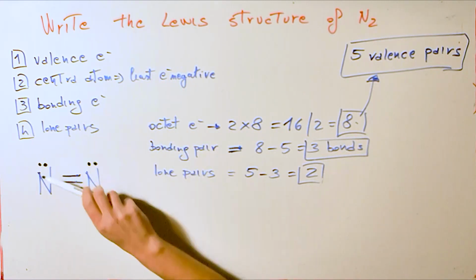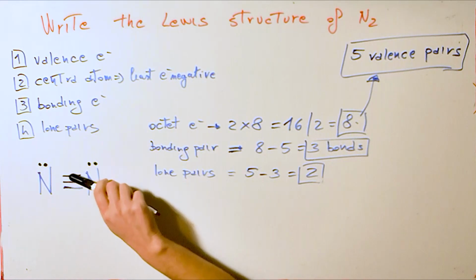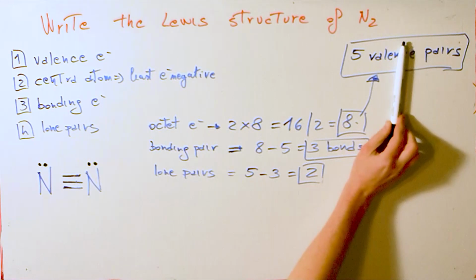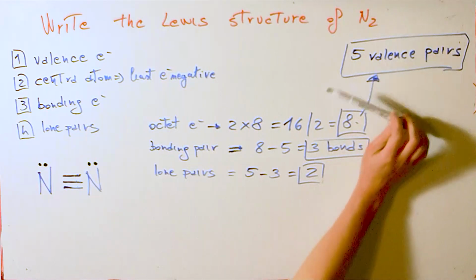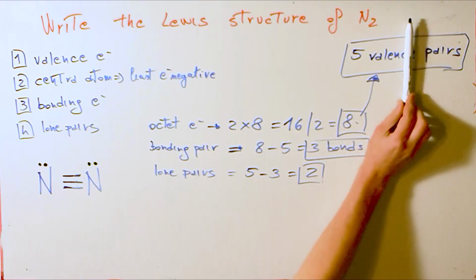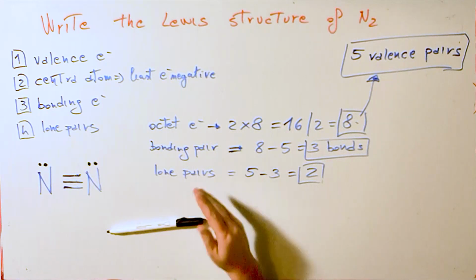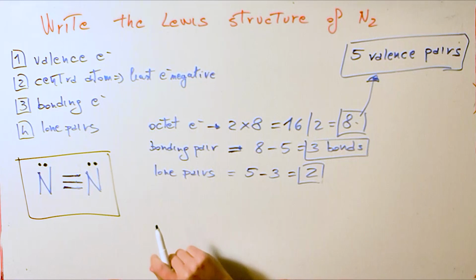If you count how many pairs of electrons we have, it will be 1, 2, 3, 4, 5, which is equal to this one. So now we know that everything is fine because we have used all of the valence electrons, and everything is fine also because each atom is observing now the octet rule. So this is our Lewis structure.